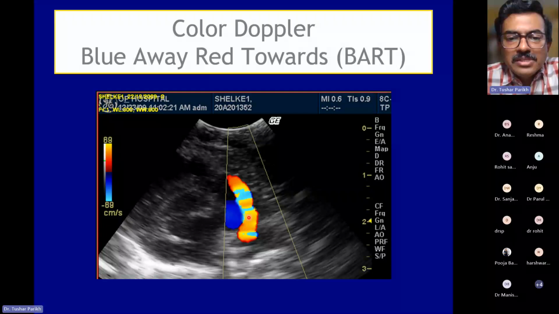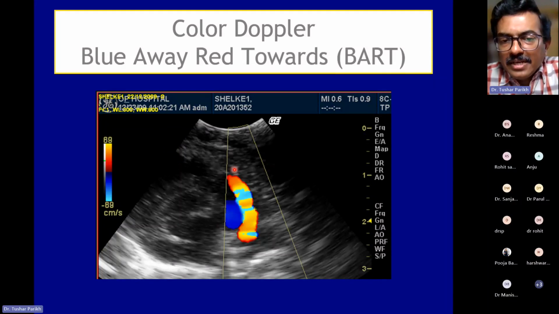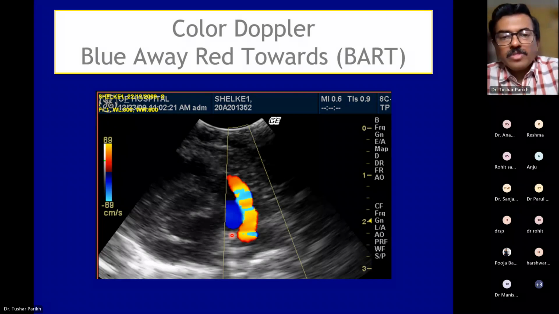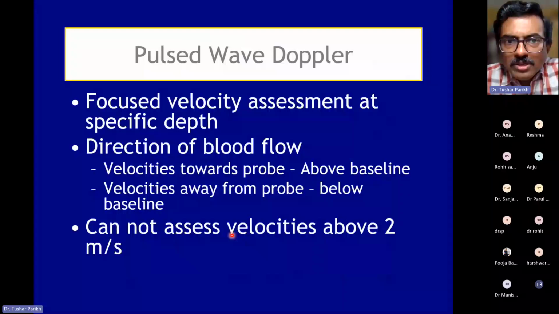So red means that the flow is coming towards the probe, and blue means the flow is going away from the probe. This is not deoxygenated blood and this is not oxygenated blood. Somebody said that this is oxygenated blood, this is arterial blood and this is venous blood. This is not correct. The blood which is coming towards the probe will be seen as red, and the blood which is going away will be seen as blue. So this is color Doppler.